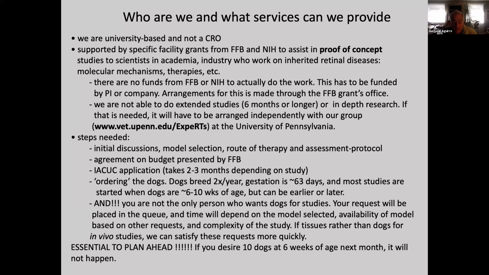So we do not like what I call the only child in this program. If you are an only child and you expect to get what you want immediately, it's not going to happen, because there's a queue of people who would like the dogs, would like to do the studies. So we have to prioritize this based on when you came in with a question and agreed to do the study, and when dogs become available for you.